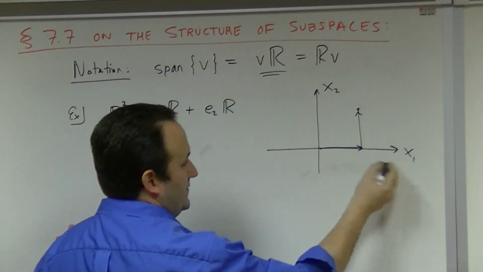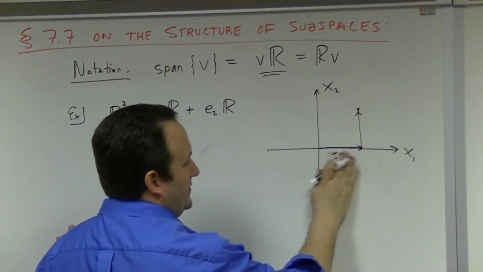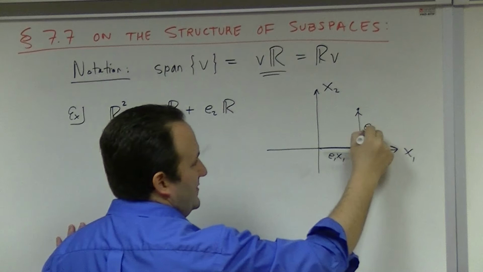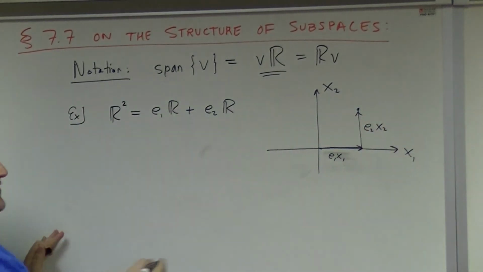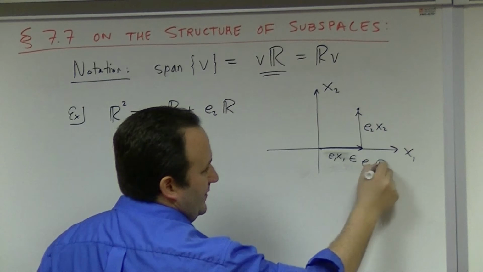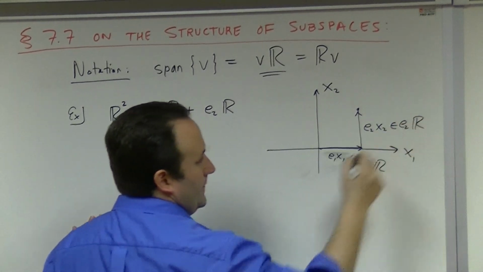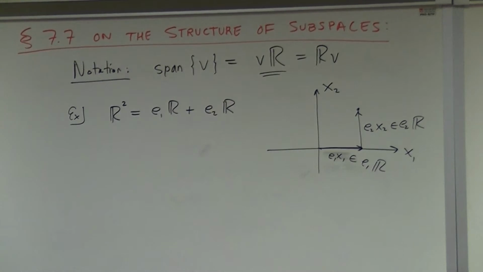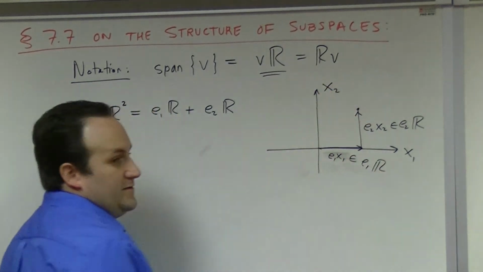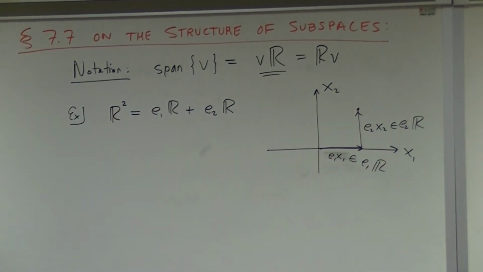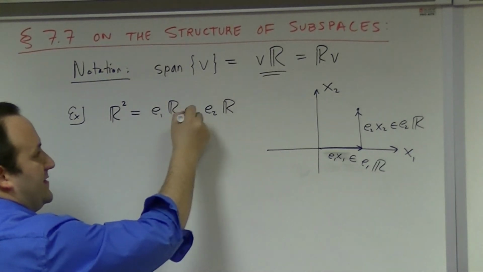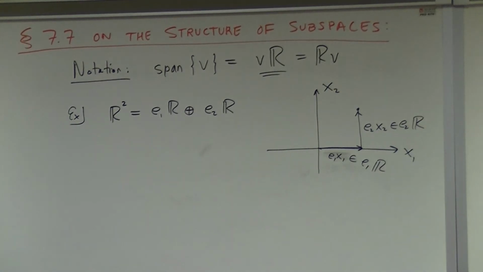The point is that this is an element of e1R, and this is an element of e2R. There is only one choice of the horizontal and the vertical displacements to get to that given point in the plane. That's that uniqueness I was talking about over there in the proof. So yes, I can put a circle around this. This is the direct sum of the x and the y axes.